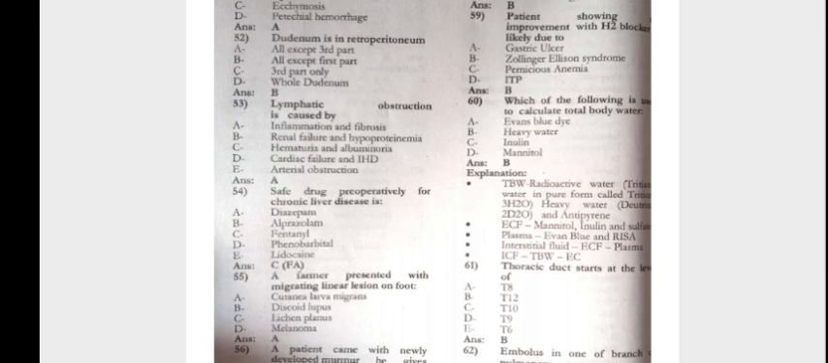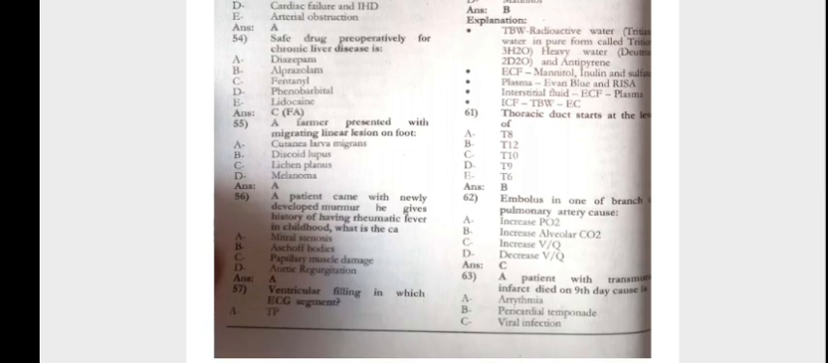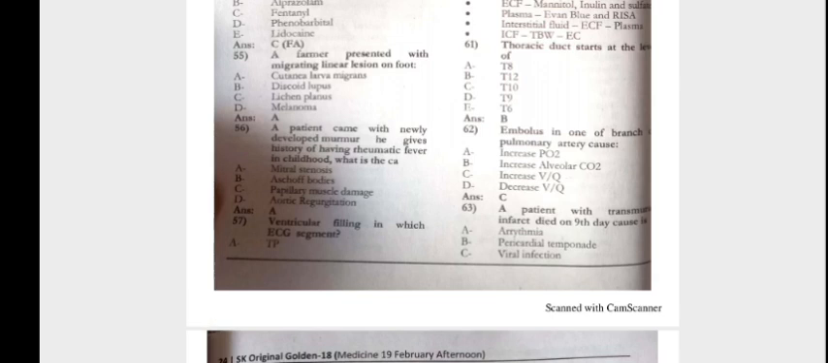Which of the following is used to calculate total body water? That is heavy water. Thoracic duct starts at which level? T12. An embolus in one of the branches of the pulmonary artery causes increased V/Q.